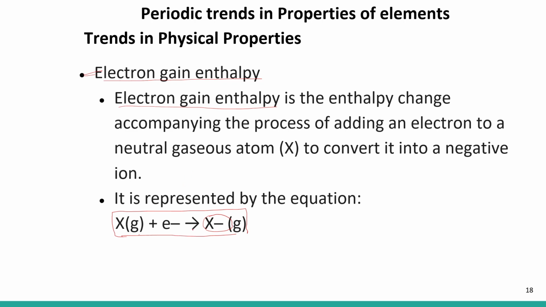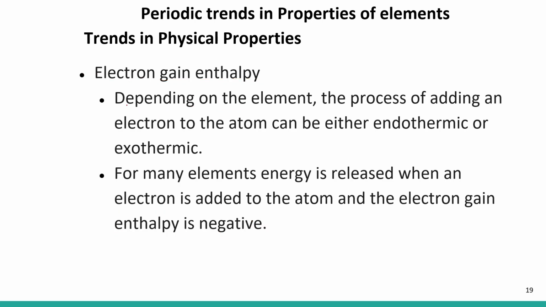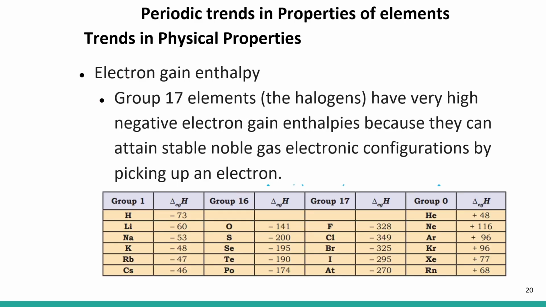So the energy required to do so, or the energy which is released in doing so, is called the electron gain enthalpy. The same thing is written here, that depending on the element, the process of adding an electron can be endothermic or exothermic. It can release or gain energy. For many elements the energy is released, so it will depend on the tendency of that atom to gain an electron, whether that atom is accessing the electron easily or it is denying to do so. So it will depend on that.